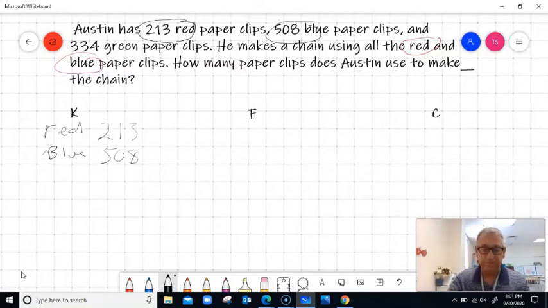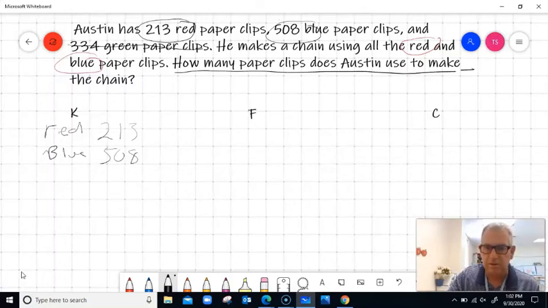Something else probably good to do on these problems that we like the students to do: if there's information in there that's not important to us, they threw some extra information in there. The 334 green paper clips is not important because he didn't use any of the green paper clips. He just used red and blue paper clips. So that's what we know. And what are we trying to find out? What's the question asking really? How many paper clips does Austin use to make the chain?